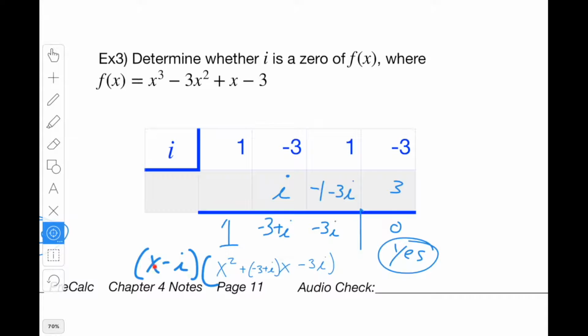And so you can even write x minus i, parentheses, x squared plus negative 3i x minus 3i. If you were to FOIL these, you should get back to the original. But we're not going to. We've just figured out that, yes, it is a 0.